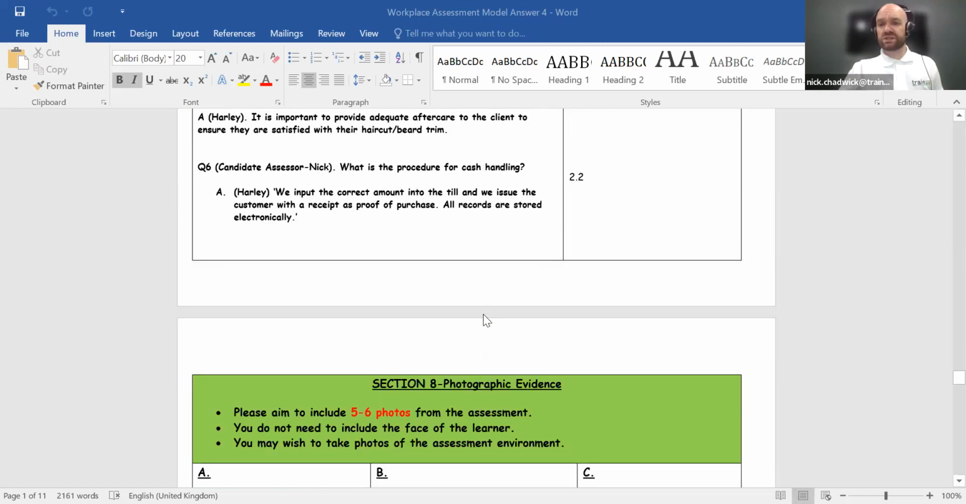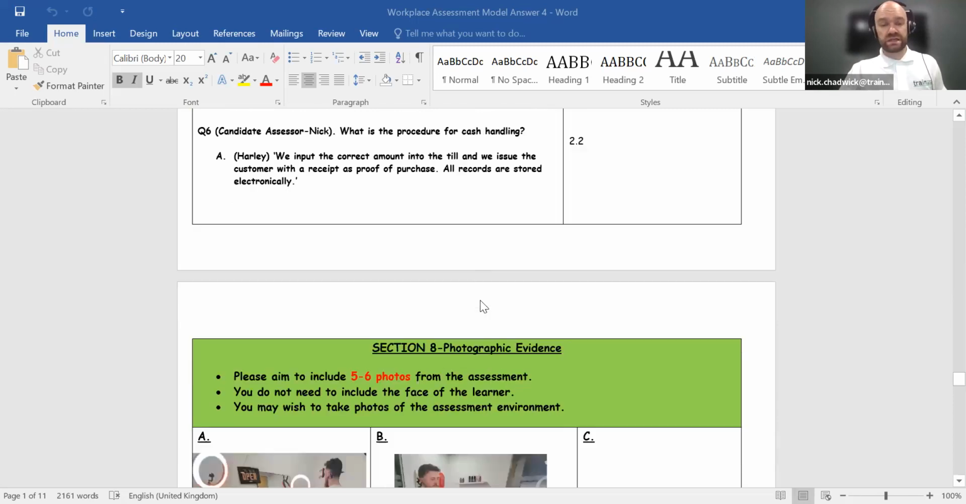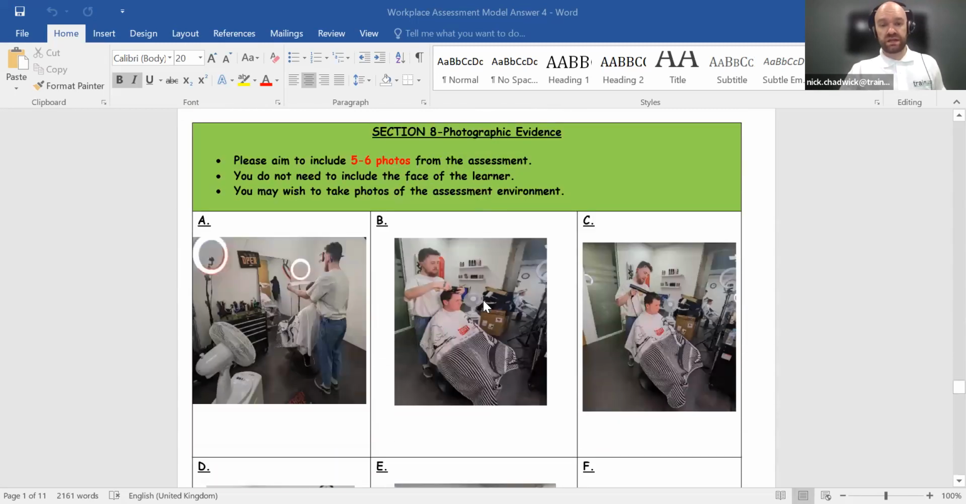So the Q&A section might take all of 5 to 10 minutes, but it's very important that we write down the response. Section 8 is the photographic evidence section. So please do include somewhere between 5 to 6 photos from the assessment. Once again, you don't have to include the learner's face. If it's a sensitive environment, you may wish to take photos of the assessment environment. So it could be an empty classroom, it could be an empty barbershop. Okay, so you can take photos of the assessment environment.